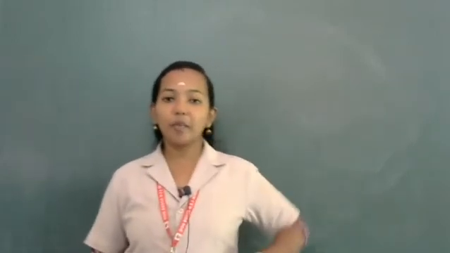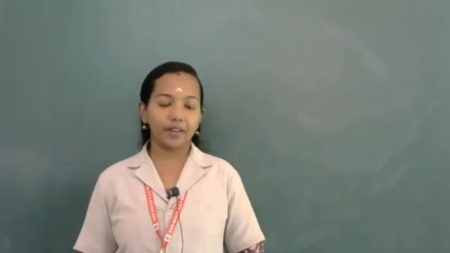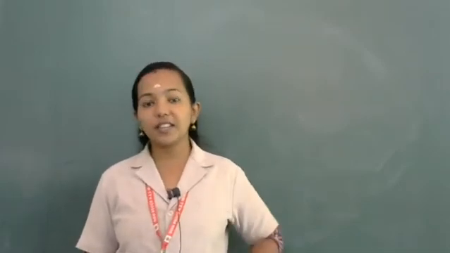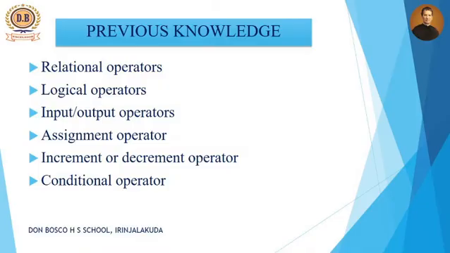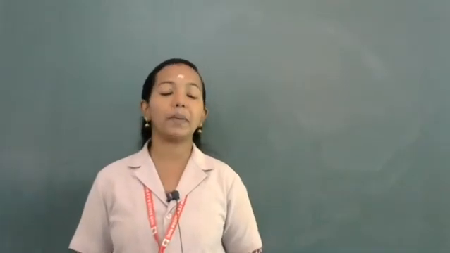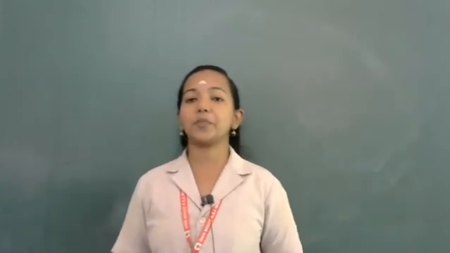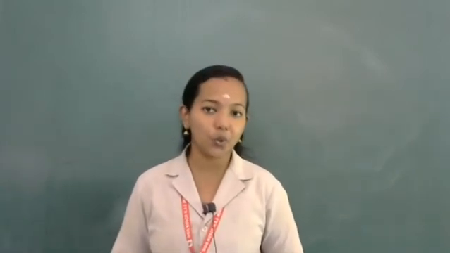So we are discussing data types and operators. In the previous video we discussed the various operators: relational operator, logical operator, input output operator, assignment, increment and conditional operator. Conditional operator is a ternary operator. It uses 3 expressions: expression 1, expression 2 and expression 3. If the first expression is true, the second expression will execute, otherwise the third expression.